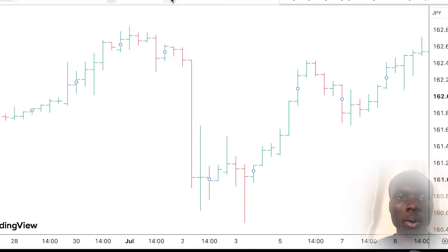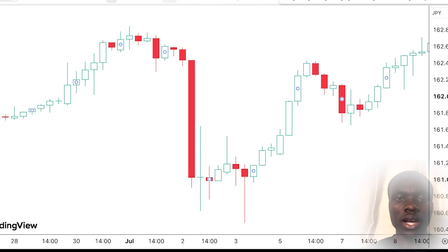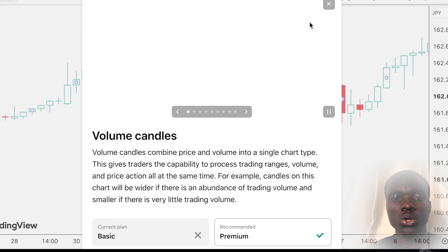So let's go back there, and you can see this is the candle. That's the one we used recently. This one is called the halo candles, and you can see how they look on the chart. We also have the volume candle. They show you the volume.